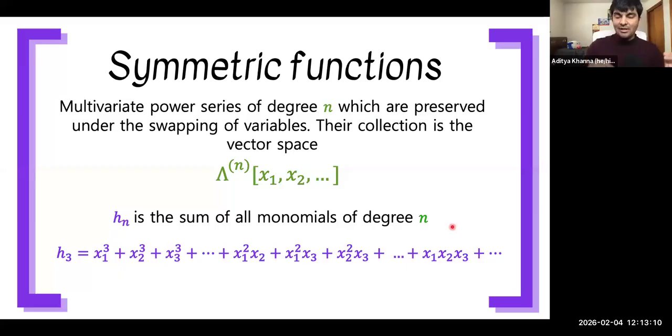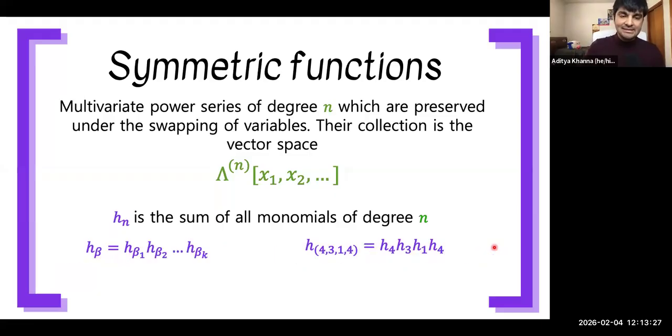And why is it symmetric? Well, if I swap any variables, the degree in this particular case will not change. So a term here will just swap to a term within the sum itself. So this is symmetric. And I can extend this definition.